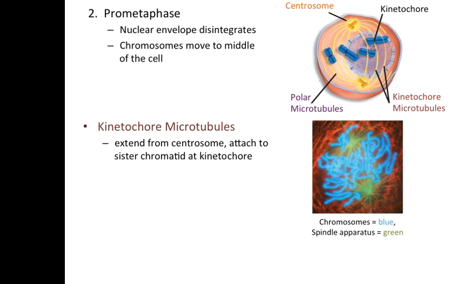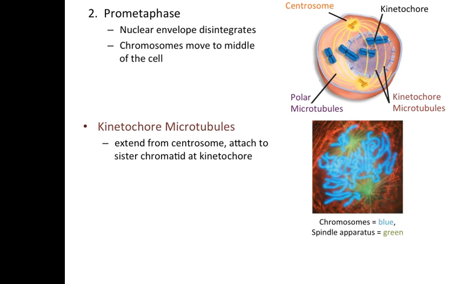Kinetochore microtubules originate in the centrosome like polar microtubules. However, instead of overlapping with other polar microtubules, kinetochore microtubules attach to chromosomes at specialized structures called the kinetochore. Kinetochores are assembled at the centromere. Each sister chromatid has its own kinetochore.